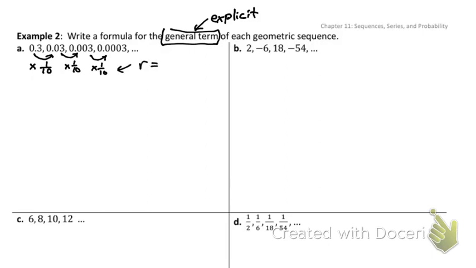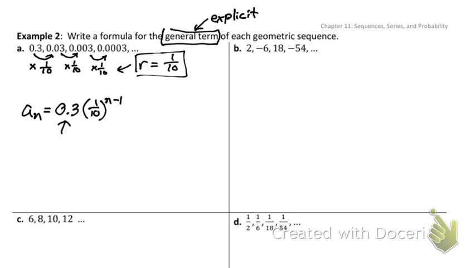where your common ratio equals 1 over 10. Most important parts are your first term and your common ratio. All right, as soon as we have those two things, we can go ahead and write our formula. Our explicit formula is a sub n equals our first term, which is 0.3, times our r, which is 1 over 10, to the n minus 1. Once again, this is my first term. This is my common ratio, and it's just to the n minus 1 power.